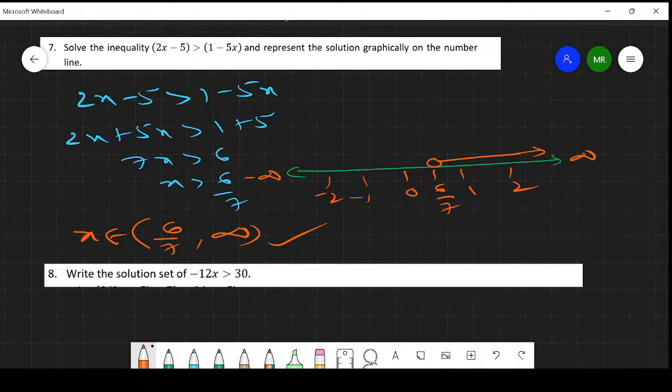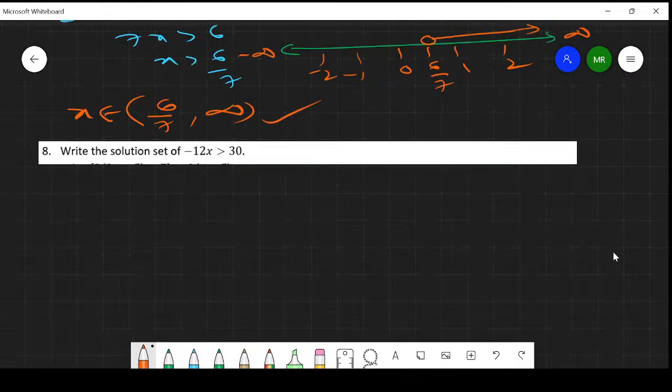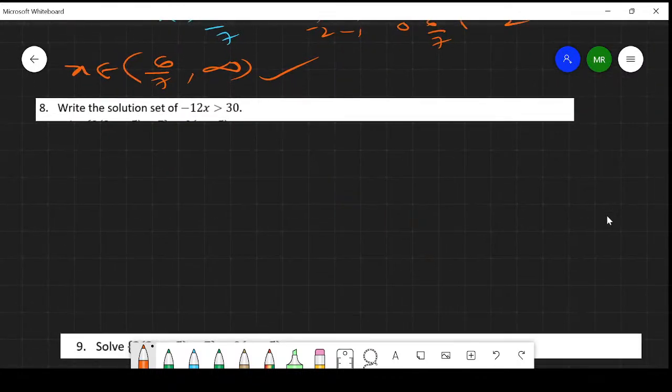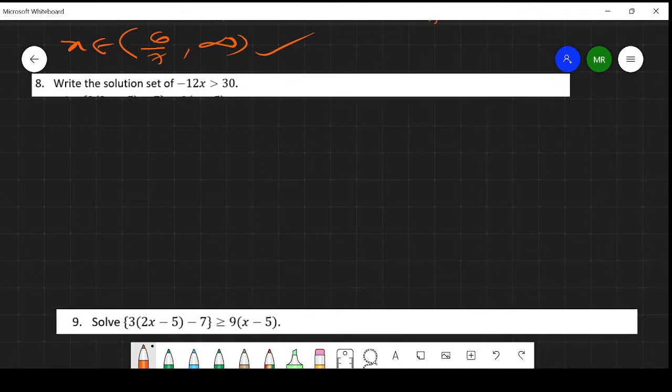Definitely they are going to ask this type of question for 2 marks. Write the solution set of minus 12x greater than 30. In this problem, they may ask x belongs to natural numbers, and in the second case x is an integer, Z, or some of them write I. So we should solve this problem in 2 cases: x is a natural number or x is an integer. Case 1, case 2. We are going to solve this.